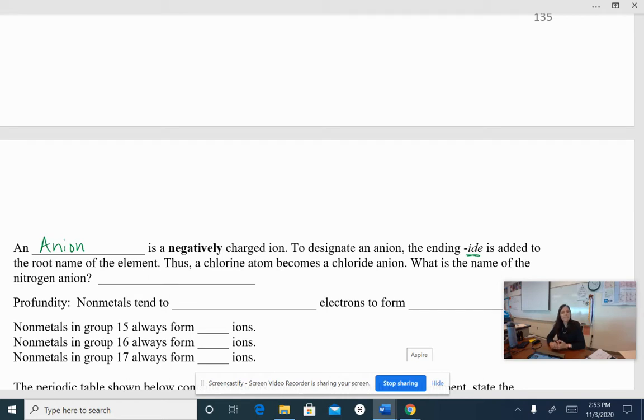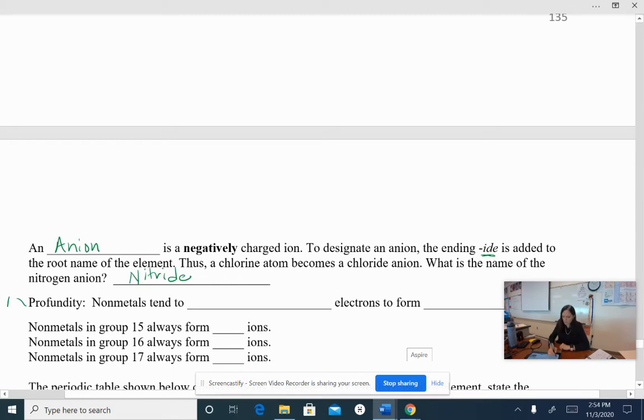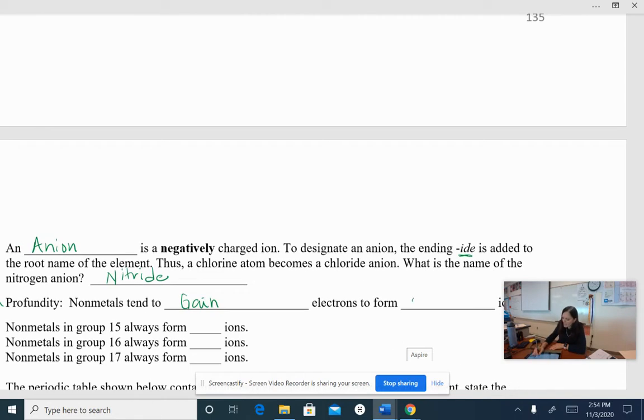Fluorine, the root of that is fluor, we're going to call that fluoride. So what would be the anion name of nitrogen? The root of nitrogen is nitr, so we call it nitride. Okay, so here's the big idea here, the profundity. Nonmetals tend to gain electrons, and they form anions.